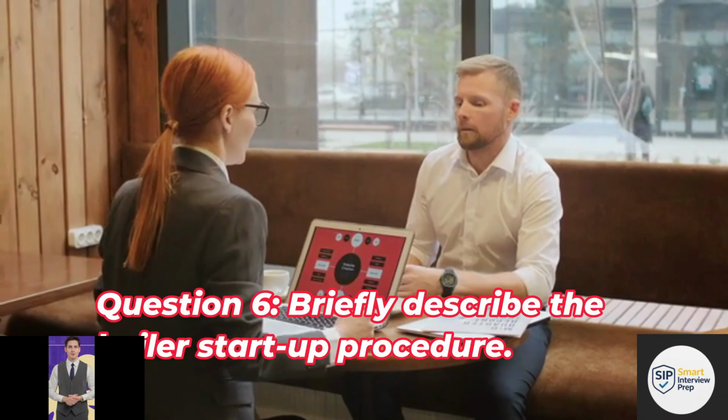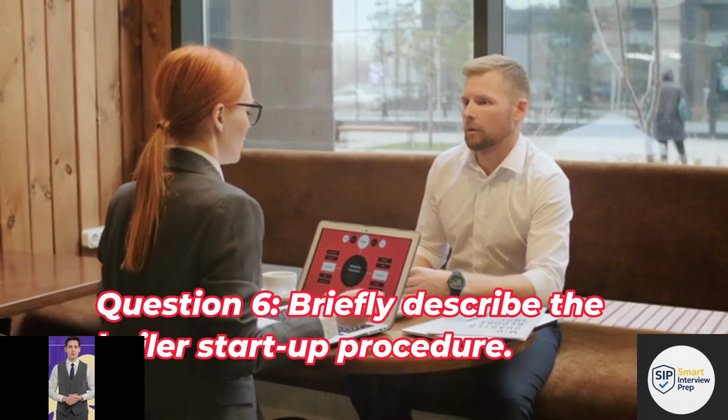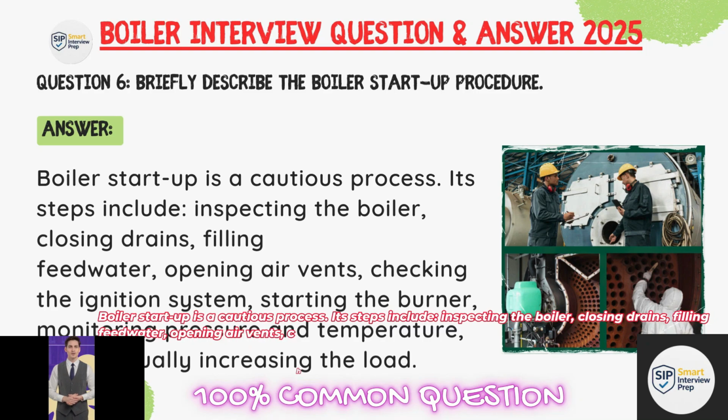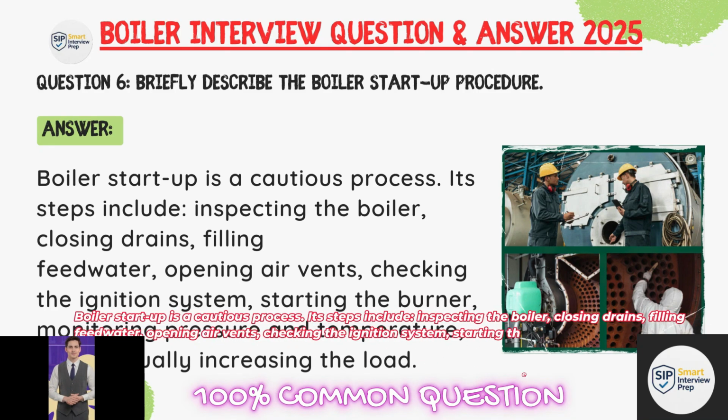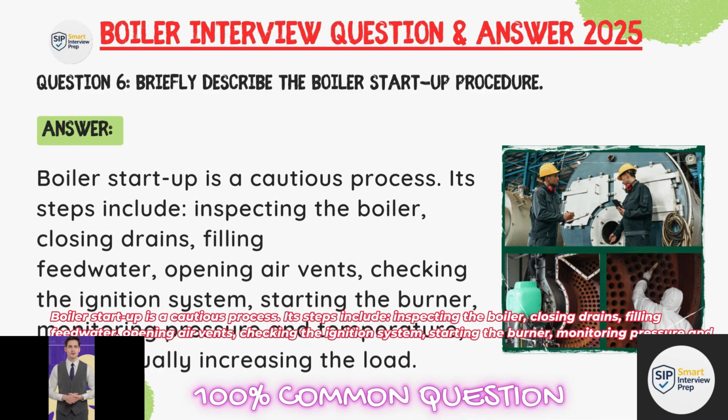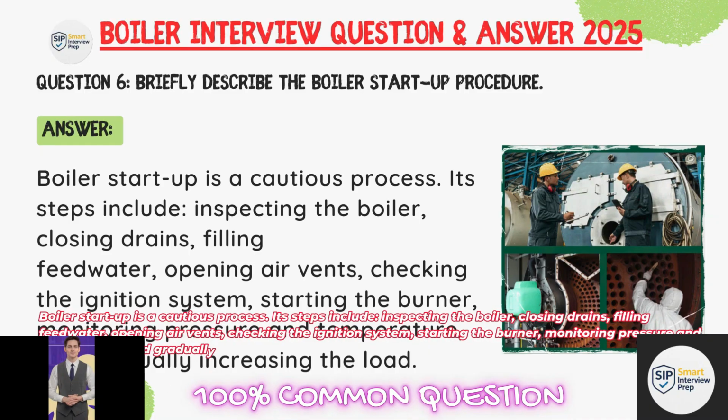Question: Briefly describe the boiler startup procedure. Answer: Boiler startup is a cautious process. Its steps include inspecting the boiler, closing drain, filling feed water, opening air vents, checking the ignition system, starting the burner, monitoring pressure and temperature, and gradually increasing the load.